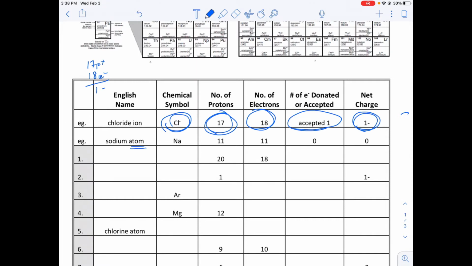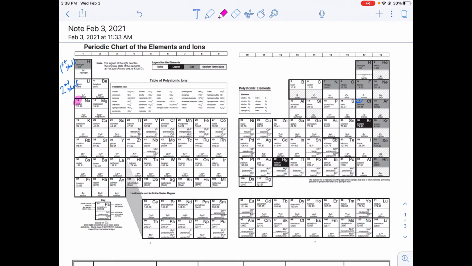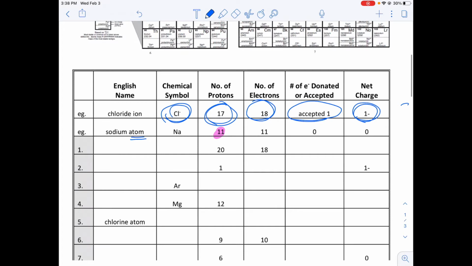Whereas atoms are uncharged. So if we were looking at our sodium atom, sodium has 11 protons because that's its atomic number. Because it has 0 charge, it's an atom, and it's got 11 protons, it must also have 11 electrons, as 0 electrons are gained or lost, and it has a net charge of 0. So once we've got that pattern and way of thinking, we need to see what we've been given for information and do a little problem solving.